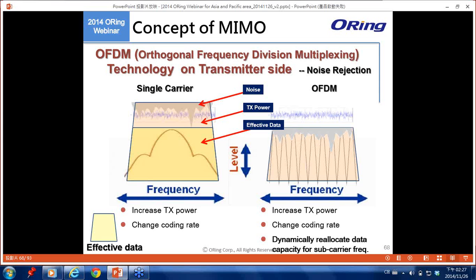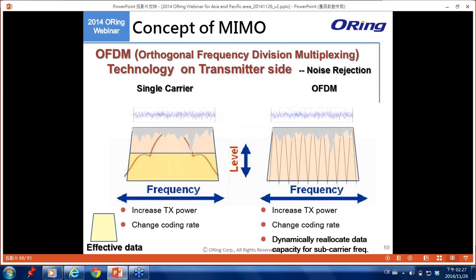But we cannot raise the transmitting power without limitation. This will cause another problem of radio interference. Please see the slide. Or we can just reduce the data rate by changing the coding rate. We'll talk about coding rate later. But is there any other way to get a better data rate without raising the power? Yes, OFDM was developed for this demand.